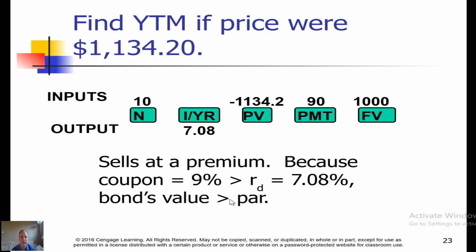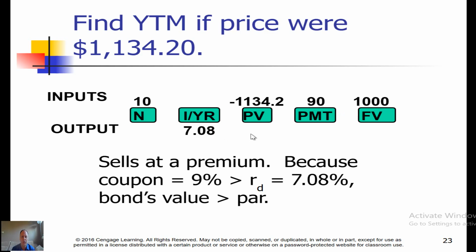Example, find the yield to maturity if the price of the bond is $1,134.20. Well, in this case, it's still a 10-year bond, so you get 10 N, minus, since it's something you're paying to purchase the bond, 1134.2 PV. So this is what I pay in, these are what I receive out; this is negative, these are positives. 90 payment, 1000 FV, compute I, and get 7.08%.